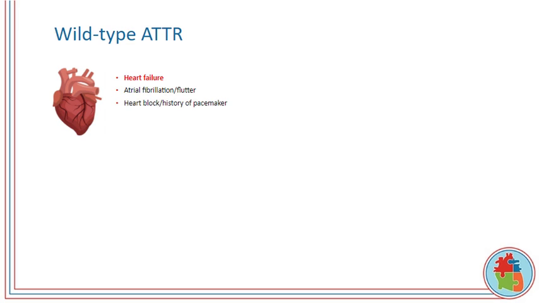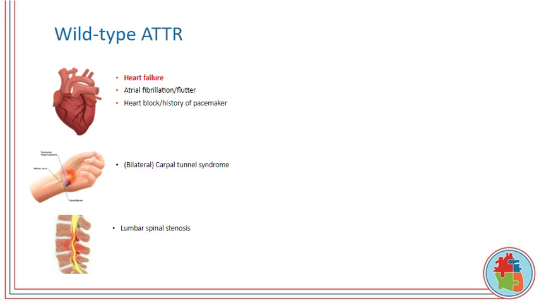In terms of wild type ATTR, this is a condition that does not have a mutation associated with it. How does this present? Well, classically, this presents with heart failure, and that could include atrial fibrillation or flutter. And there may be reasons for patients to get a pacemaker over the course of history. And so it's not uncommon that there would be the need for a device as part of the management of underlying cardiovascular disease. In addition, they frequently have carpal tunnel syndrome and lumbar spinal stenosis.